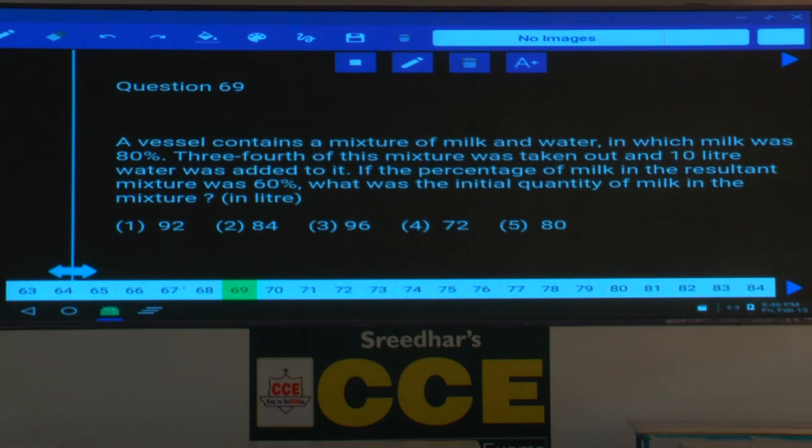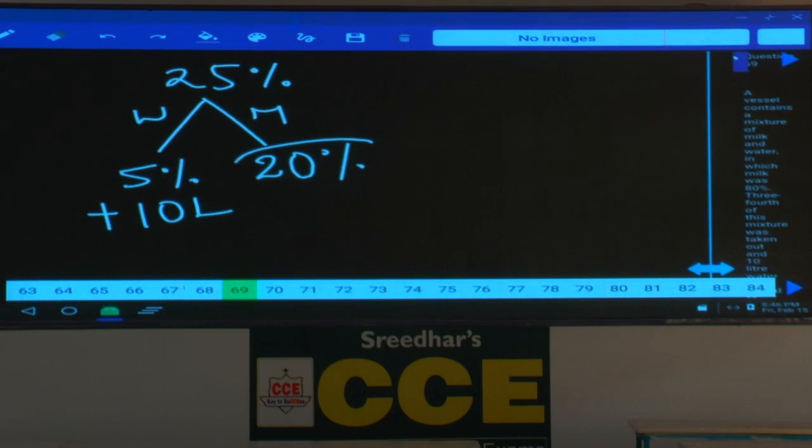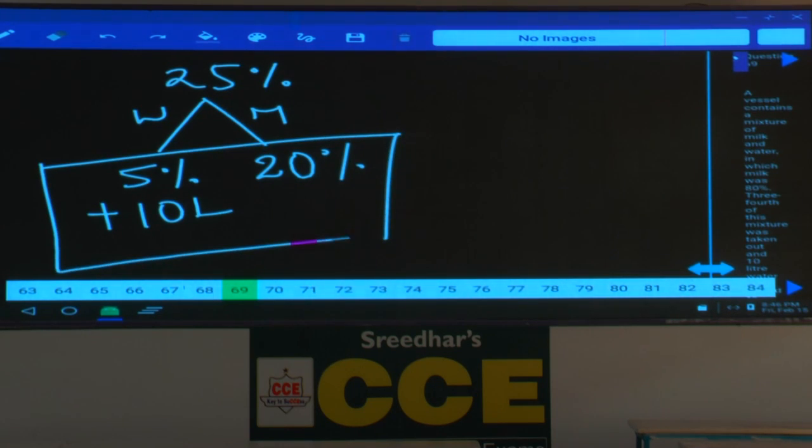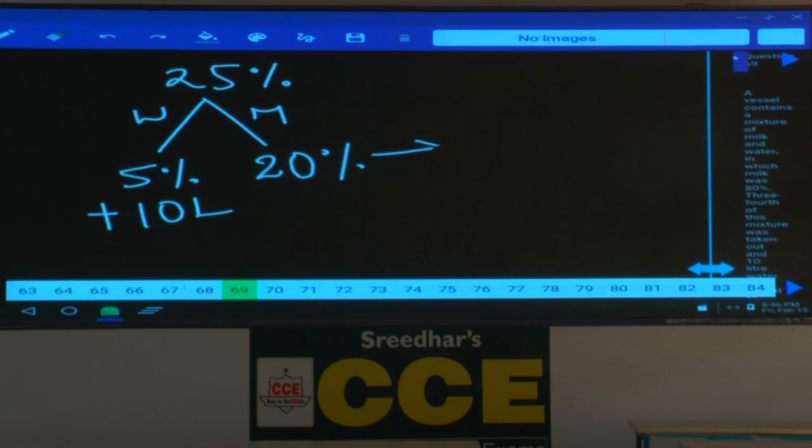Now continue. If the percentage of milk in the resultant mixture was 60%, now if you have 60% milk, then remaining 40% goes to water. Now, what was the initial quantity of milk in the mixture? So now the quantity left in our container is this: water is 5% plus 10 liters and milk is 20%. In this, if milk occupies 60%, meaning 20% is equal to 60%.